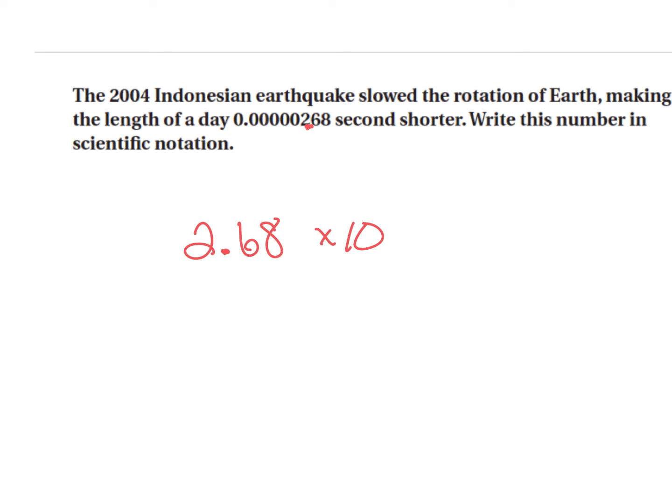times 10. Now, it's a really small number, so I know my exponent's going to be negative. I go 1, 2, 3, 4, 5, 6. Maybe double check that. 1, 2, 3, 4, 5, 6. So negative 6.